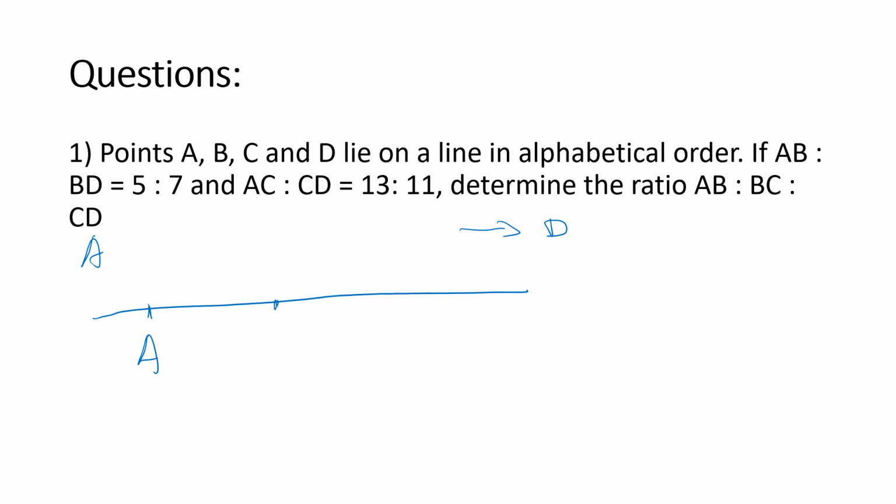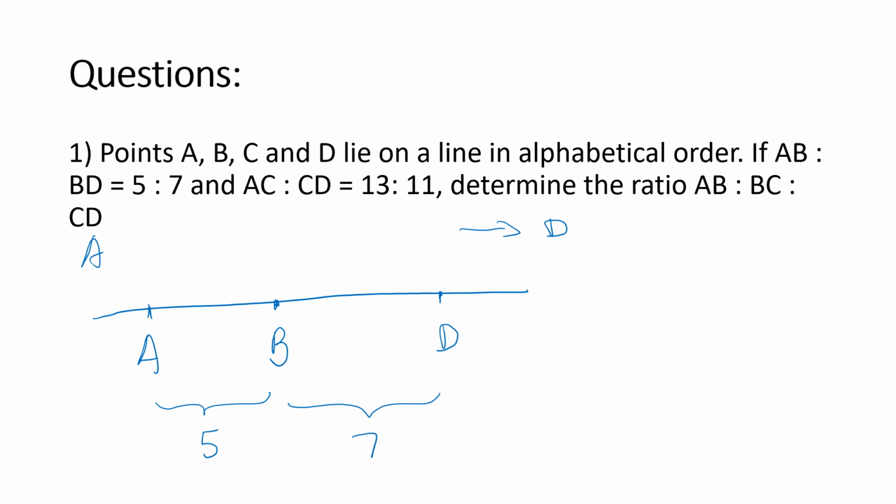So AB versus BD. If this is 5 units, BD should be bigger than AB, and the unit should be 7. So if this is 5 units and this is 7 units, and we have two other points C and D, AC versus CD is 13 versus 11. So now we look at 5/7, that's a total of 12 units. And for these two, the ratio would add up to 24 units. So 12 versus 24 is a factor of 2.